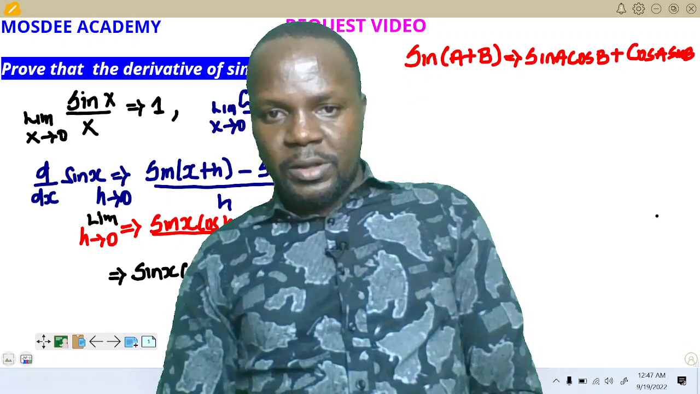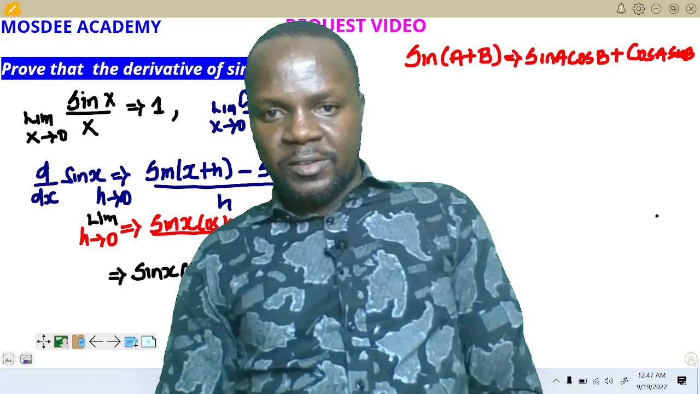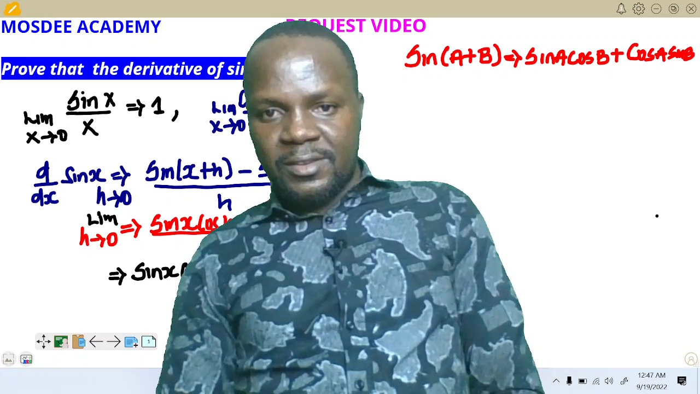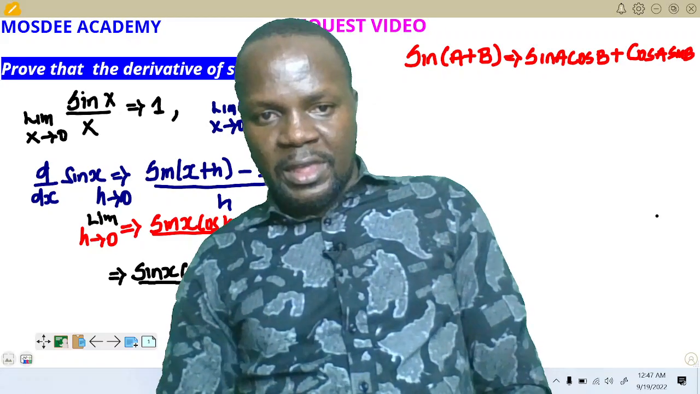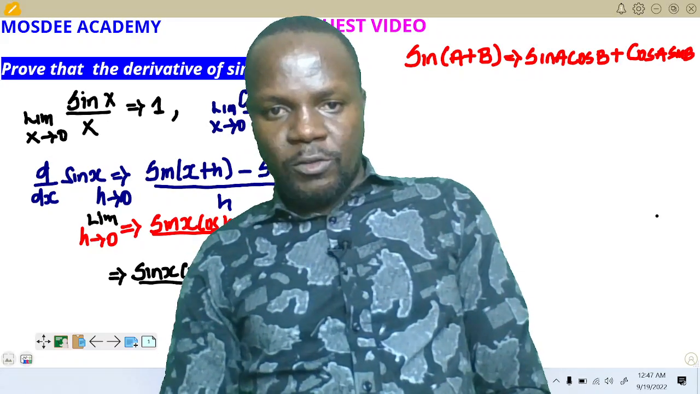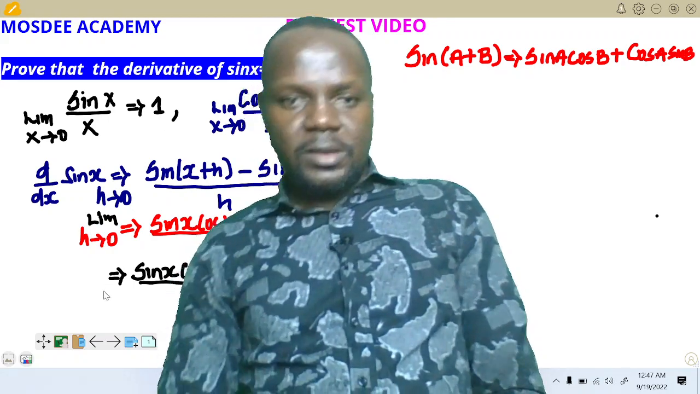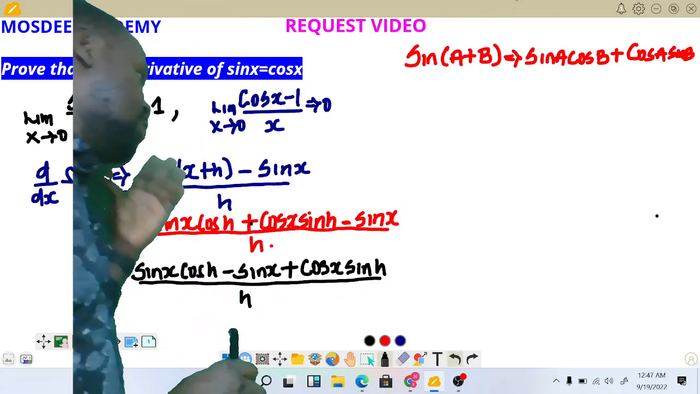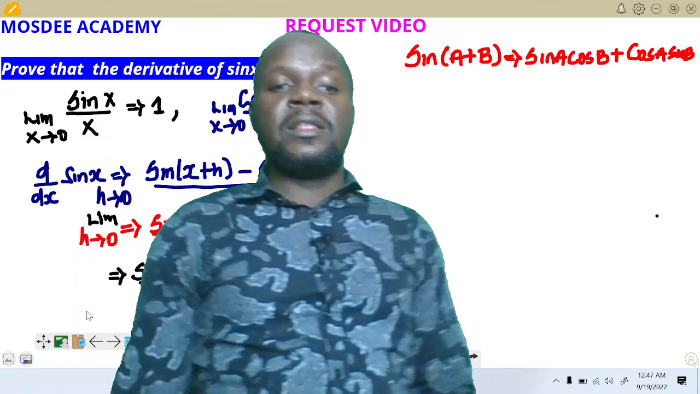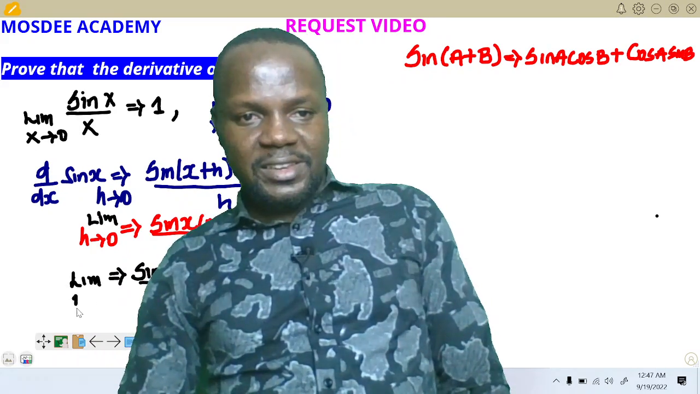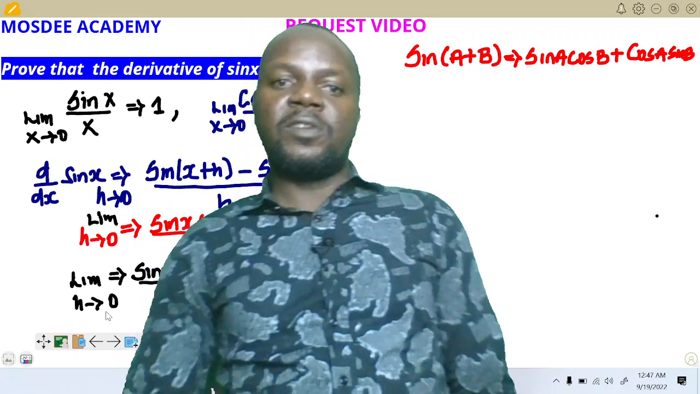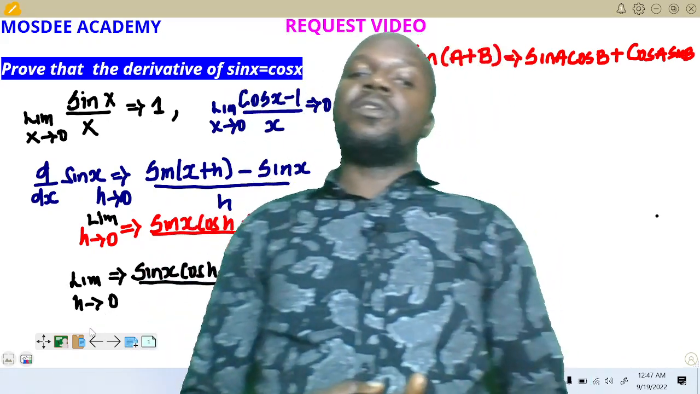You can see I'm not rushing. Plus cos x sine h. Everything here is over h. And I hope you can see that. So that is that. Then don't forget, always write limit as h approaches 0, it is important. It's a mathematical notation which we use.